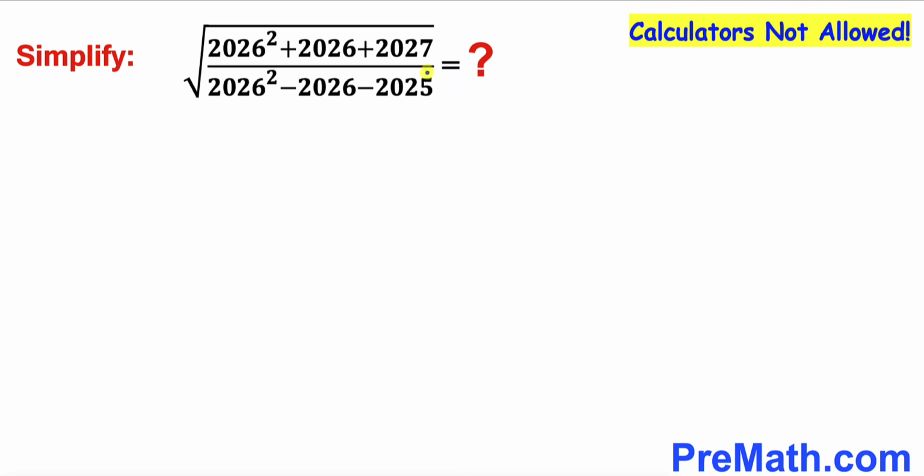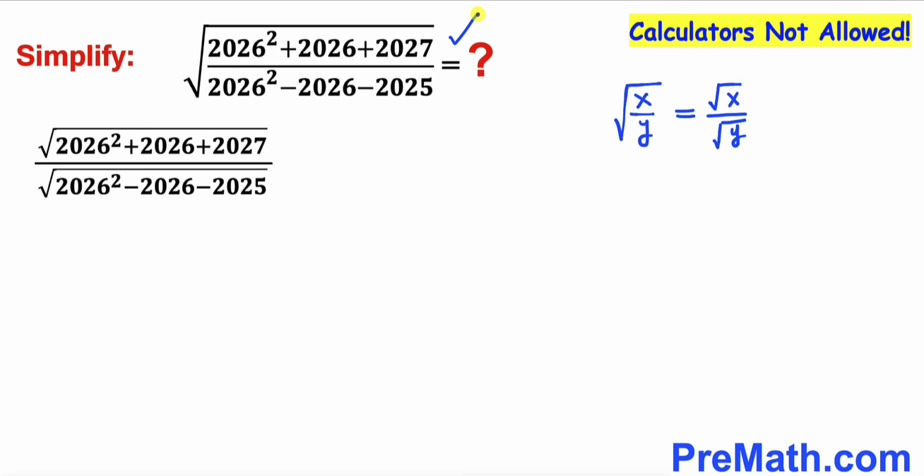Let's go ahead and get started, and here's our very first step. Let's focus on this radical. And now let's recall this rule. If we have the radical of x divided by y, then we could write this as the square root of x divided by the square root of y. So therefore we could write this expression as the square root of 2026² + 2026 + 2027 all over the square root of 2026² − 2026 − 2025.